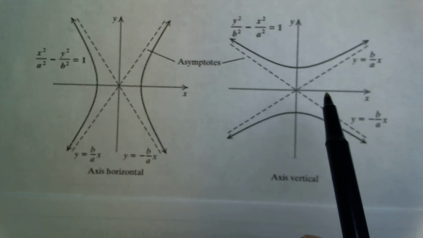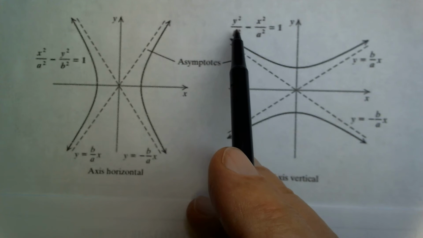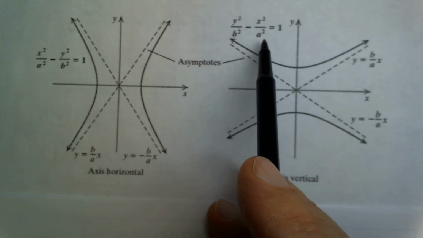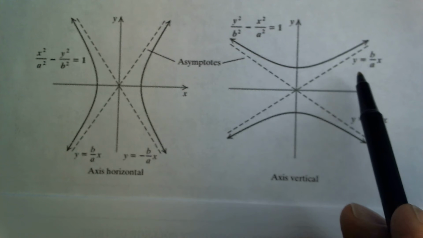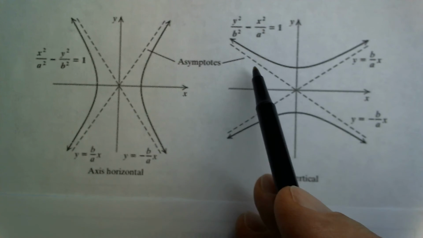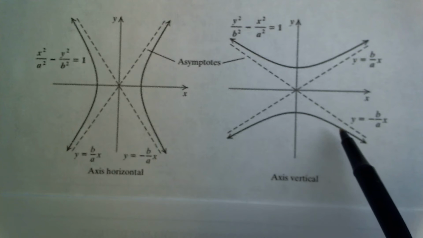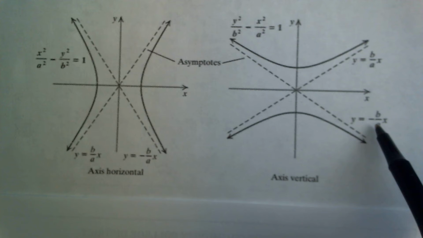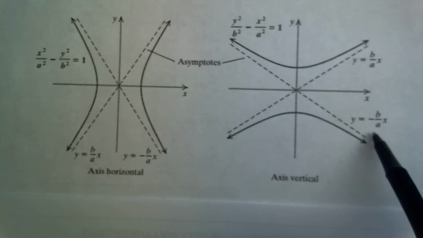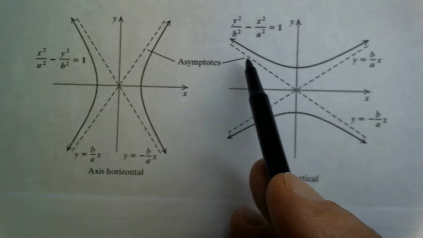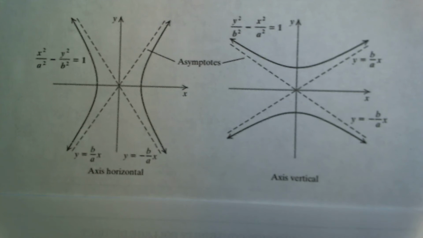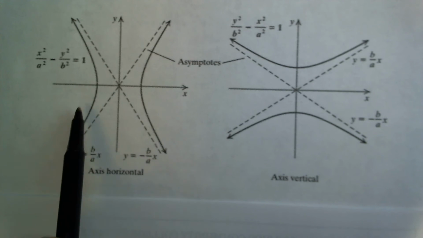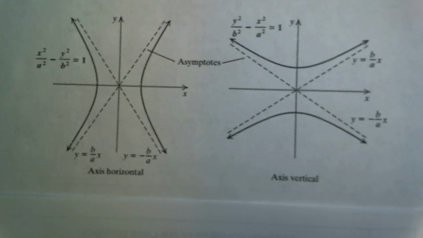Now when the axis is vertical, we have the equation y squared divided by b squared minus x squared divided by a squared equals 1. And again, we have the equations for the asymptotes, y equals b divided by a times x, and y equals minus b divided by a times x. Again, these are the asymptotes for these branches of the hyperbola. These are good examples to memorize and to see how the equations relate to the graph and the asymptotes.